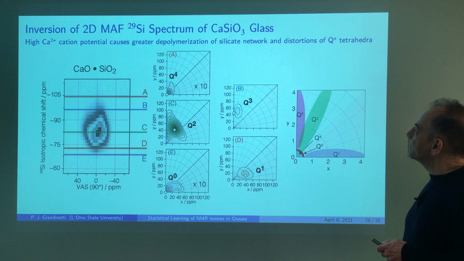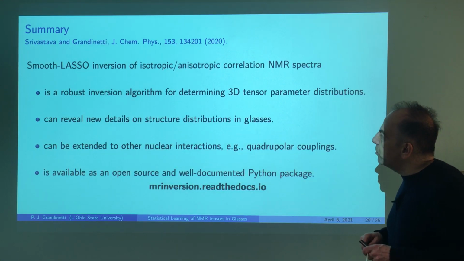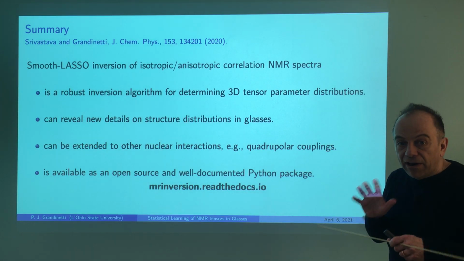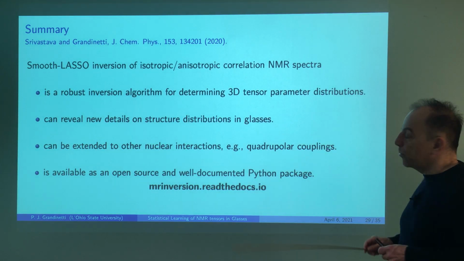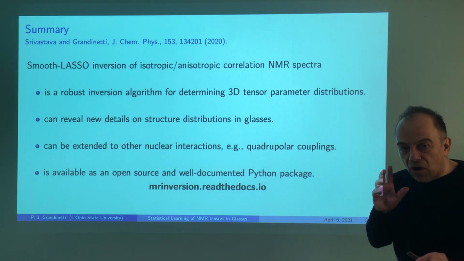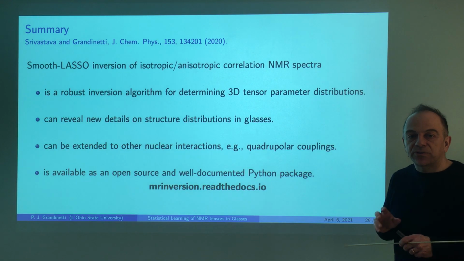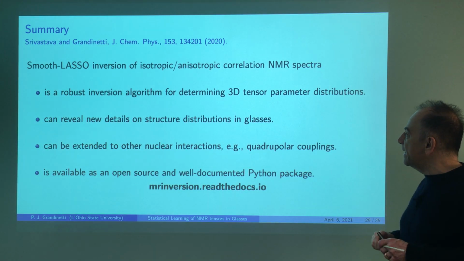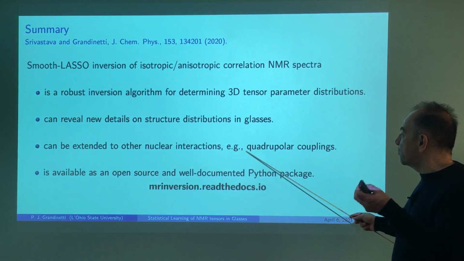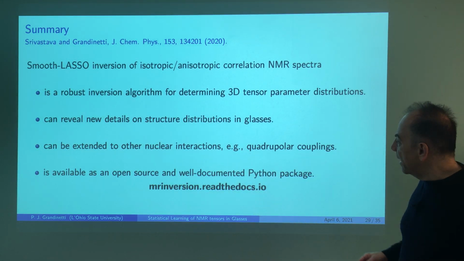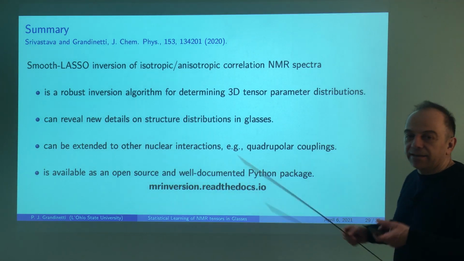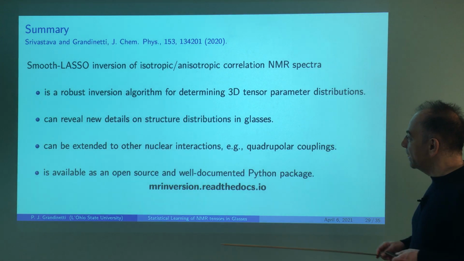shielding parameters. So let me just conclude here by saying that this smooth lasso inversion is really fairly robust in getting the 3D distribution of tensor parameters. There's all kinds of subtle details about the glass structural distributions that we can find in these inversions. And it's not just limited to the CSA. For silicon 29 CSA, we've shown nicely that it works, but you could also do this with quadrupolar coupling constants. Say oxygen 17 is one that we're really excited about.